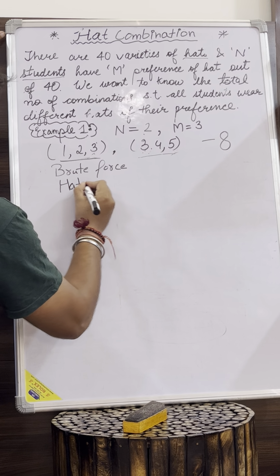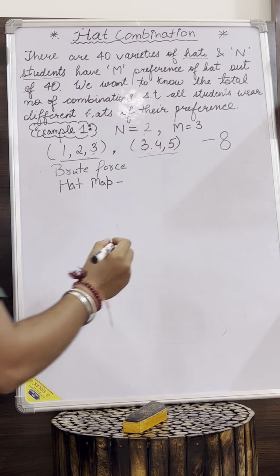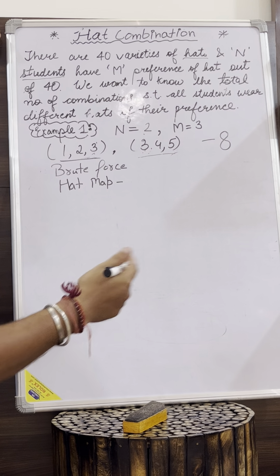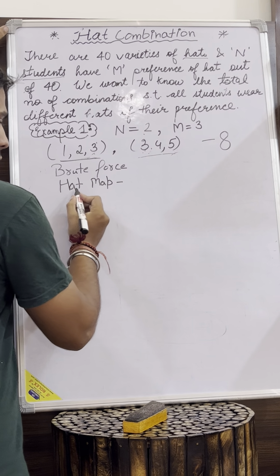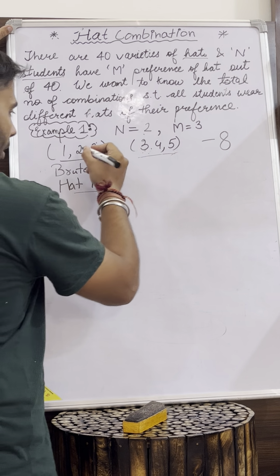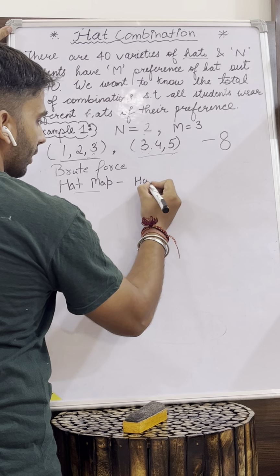We'll try to iterate through all the possible combinations of hats, and from that we just count the valid combinations, which will add up to our answer. So for that we need to create a hat map first. How will we create the hat map? We'll say which students' preference lists this particular hat is in.